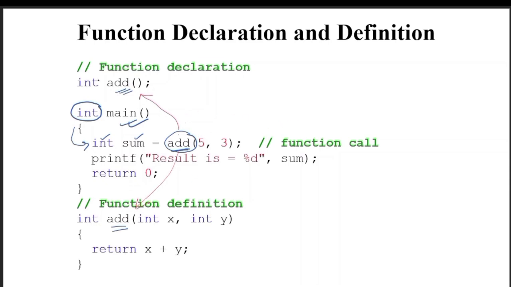So when the main function is calling your add function, it is calling this add function here and passing two values 5 and 3 to it. This is called function calling. What is function calling? This main function is calling the add function.